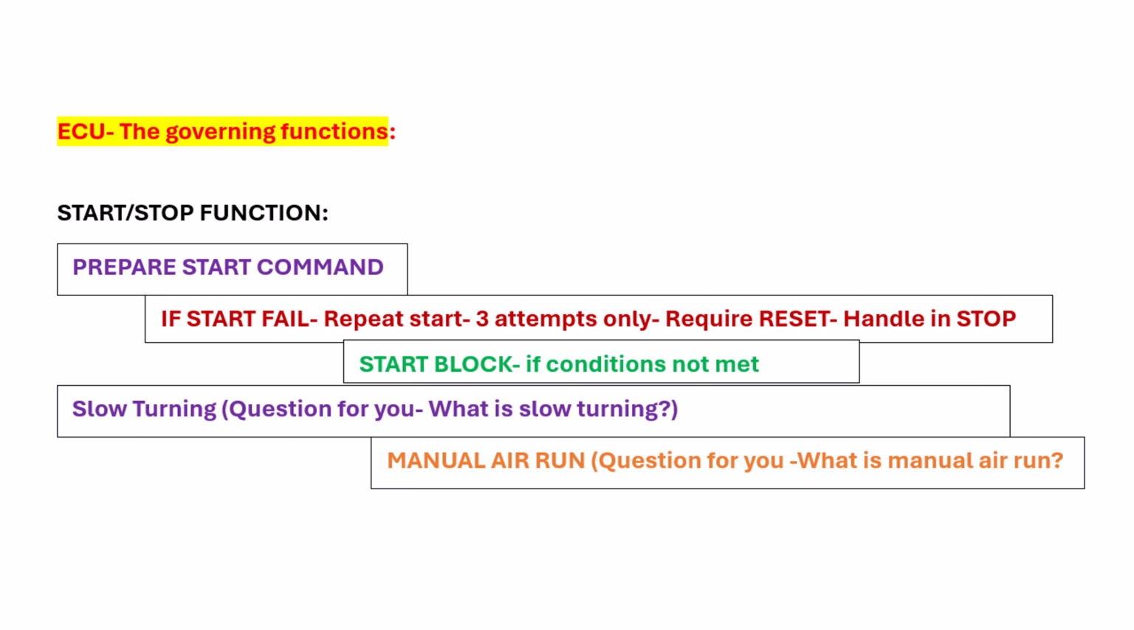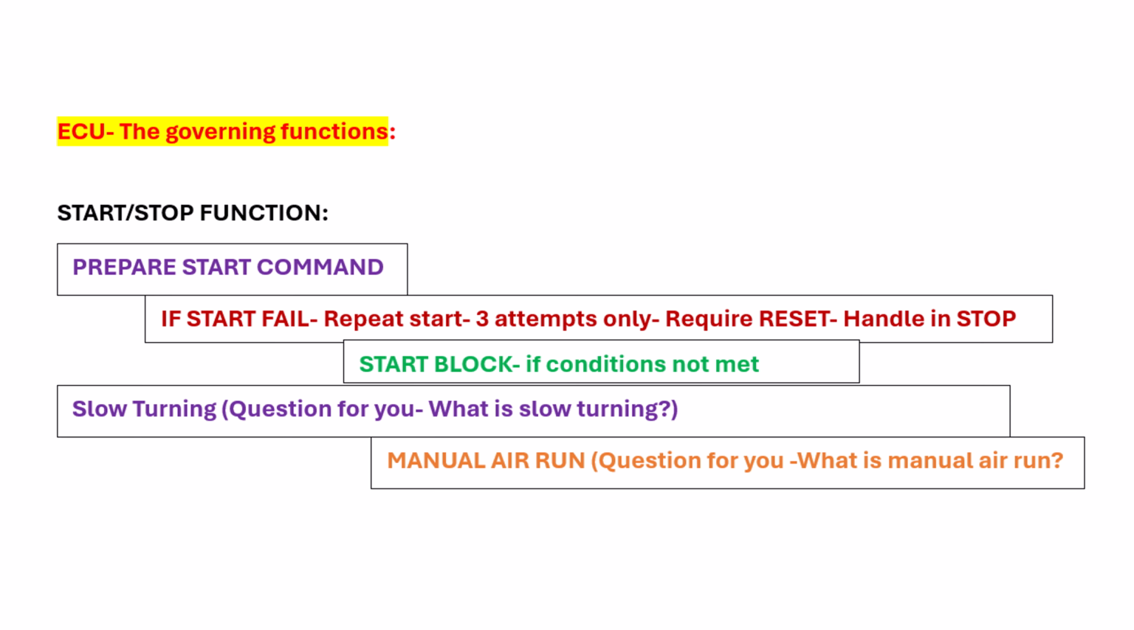Two modes of running on the air are available: slow turning and air run, manual air run. Actually, there are two lines which go to the starting air valve. Either from the main line, which is coming from the starting air bottle with the standard size, and there is a smaller pipe, which is the slow turning valve. So the blow through is carried out using slow turning. Manual air run is used for other purposes.